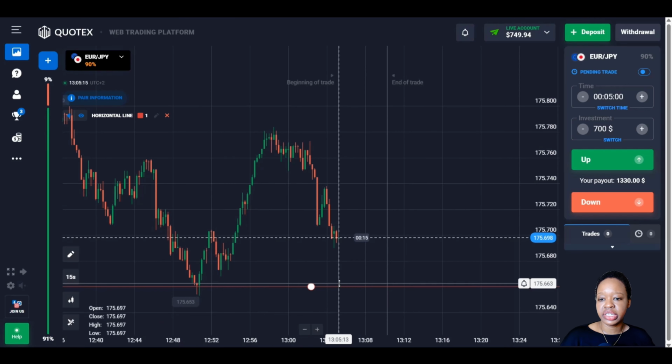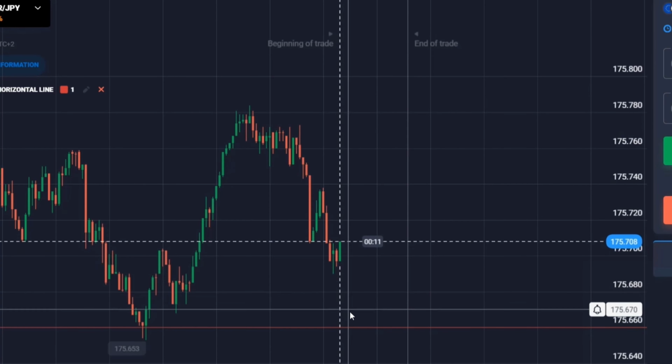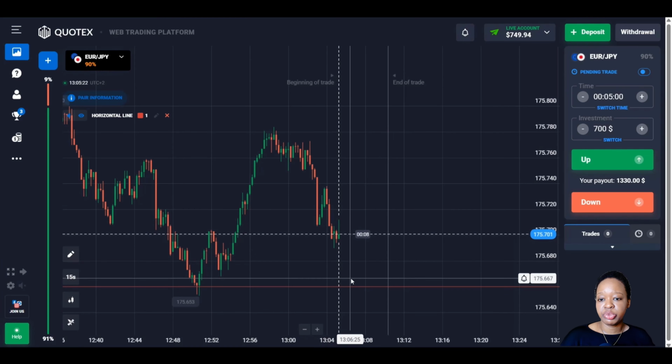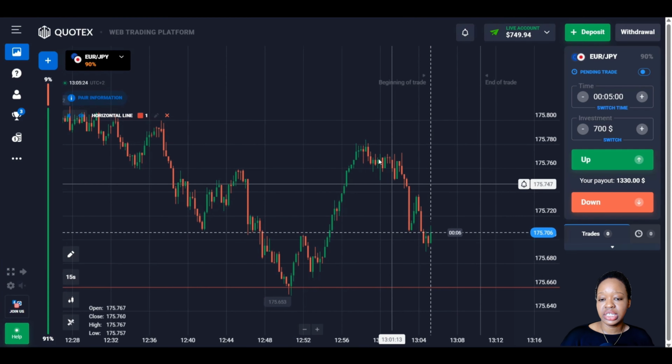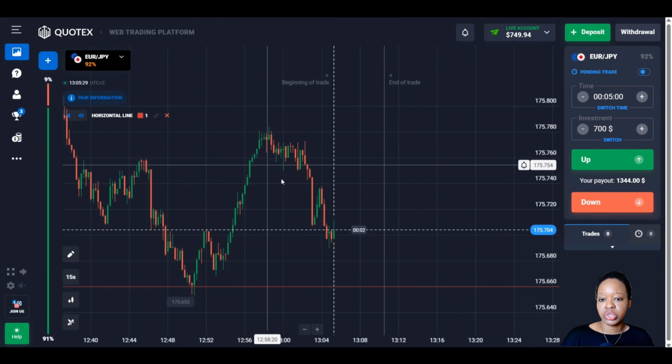So here we have the support level with a downward trend. The price is approaching it. You can see the overall price potential remains downwards. You can see that the price is getting lower and lower, and the price will continue to this level.